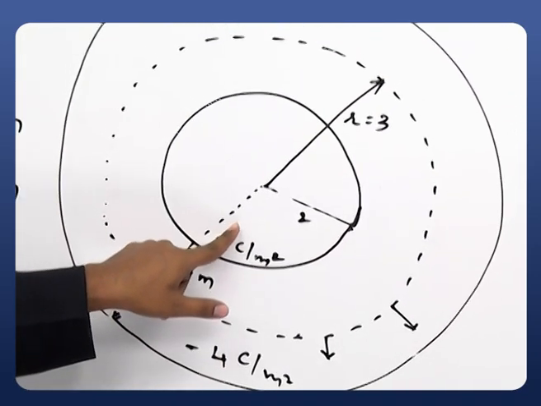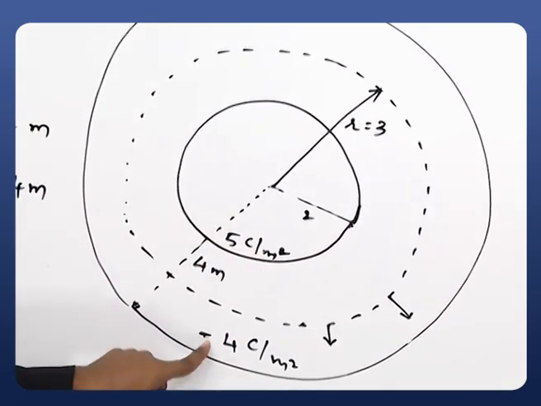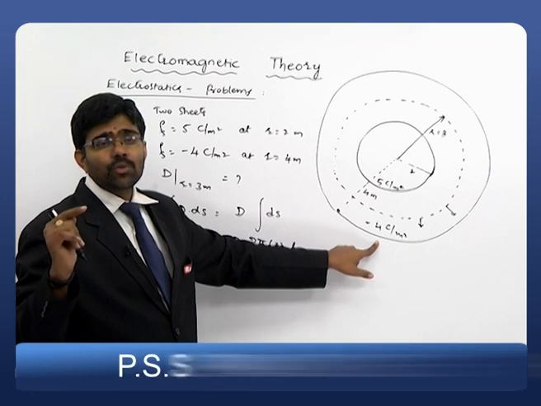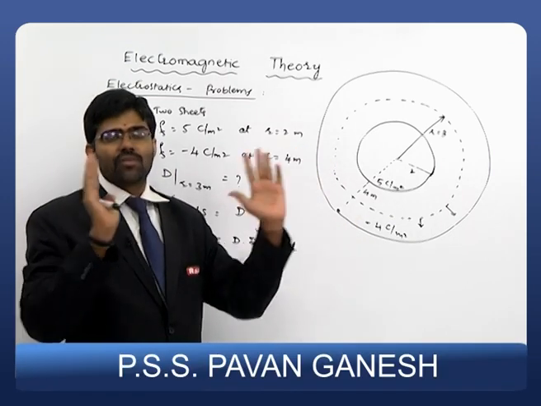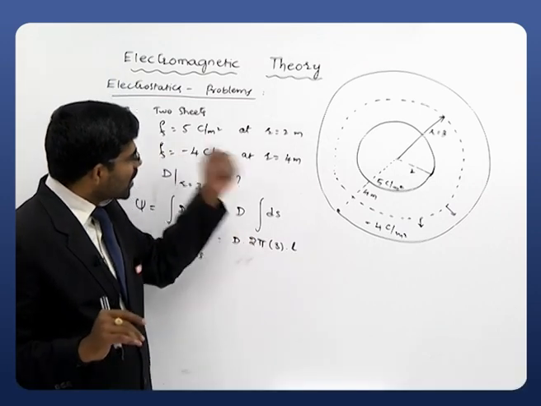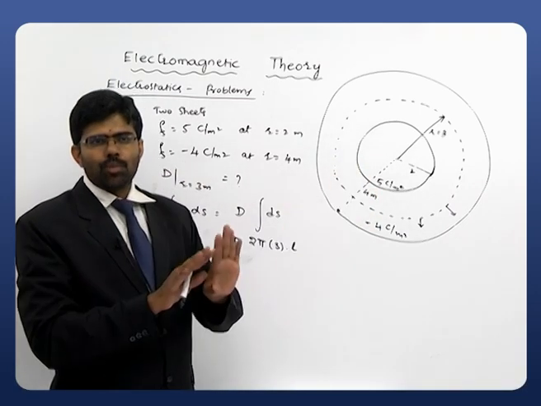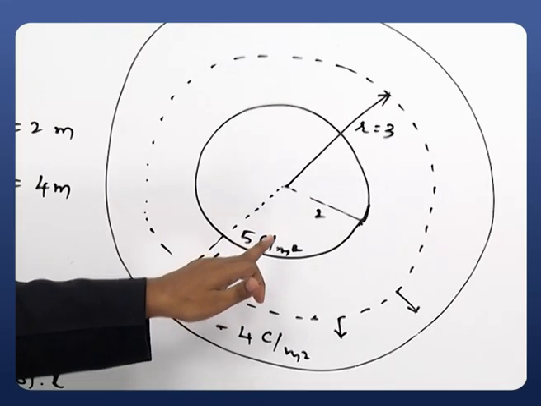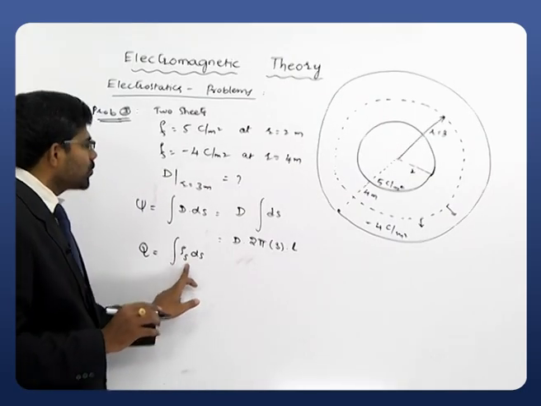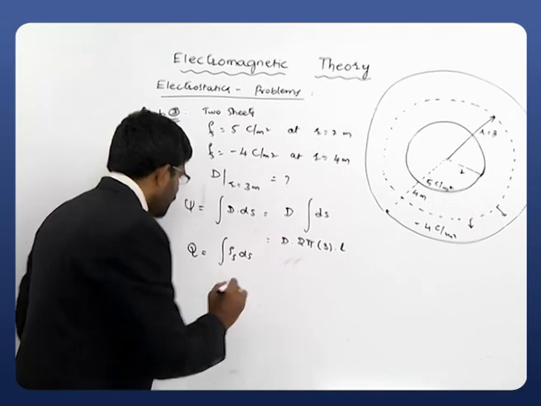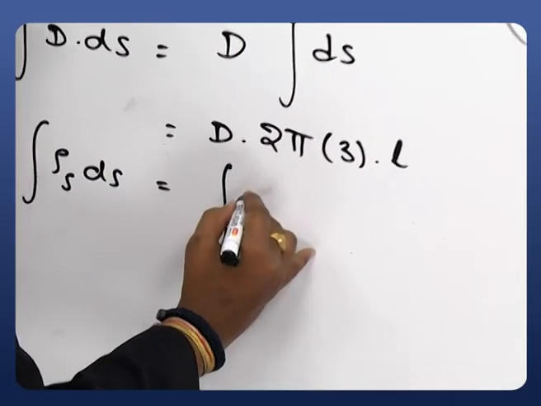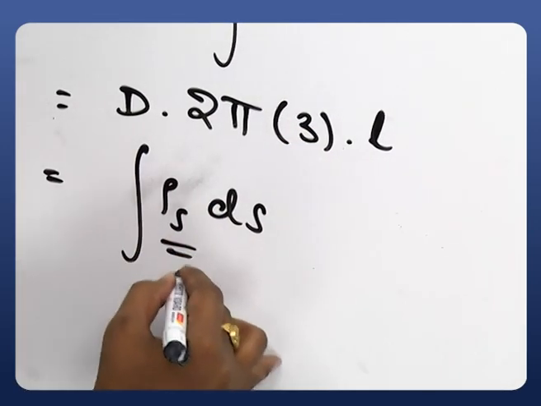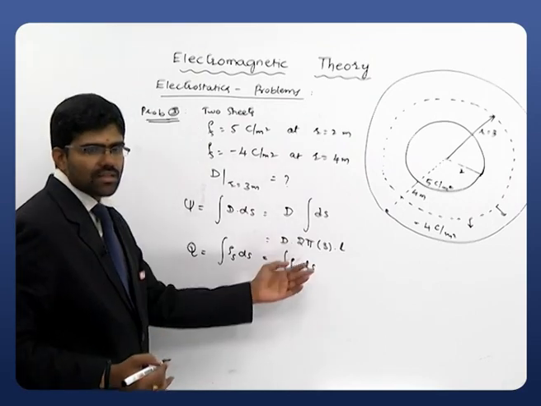This has a surface charge density of 5 coulomb per meter square. This has a surface charge density of minus 4 coulomb per meter square. But clearly remember that we are always supposed to take the charge which is enclosed within the Gaussian surface. Whatever charge is outside the Gaussian surface, leave it, don't bother about that. So what is the charge enclosed within the Gaussian surface? Only 5 coulomb per meter square. Take that one only. So write this as the surface integral of rho s, that is 5 coulomb per meter square, dS. Since it is a constant, bring it out.